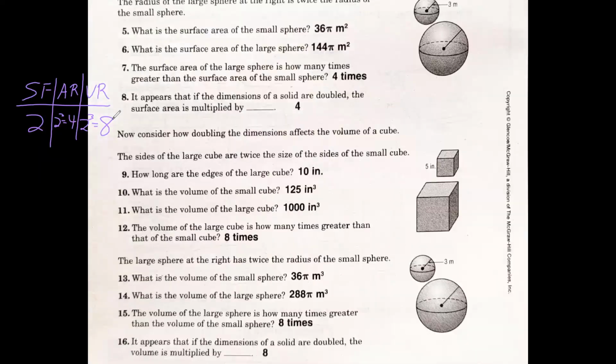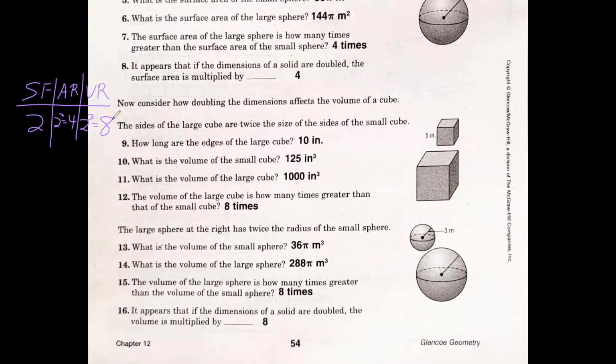So, we can do that here because we're still doing the same thing. Because again, this is all about doubling the dimensions. So this still applies. Now we're focused on the idea of volume. So down here, the sides of the large cube are twice the size of the small cube. Again, scale factor still 2. How long are the edges of the large cube? So take the edge, which is 5, double it, so times 2, gives us 10.